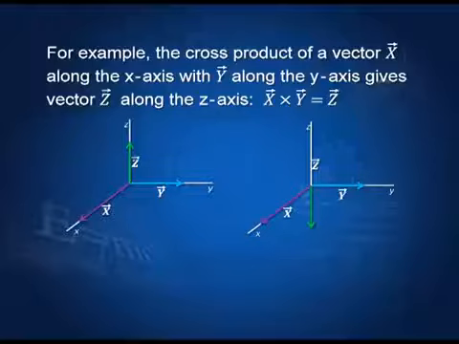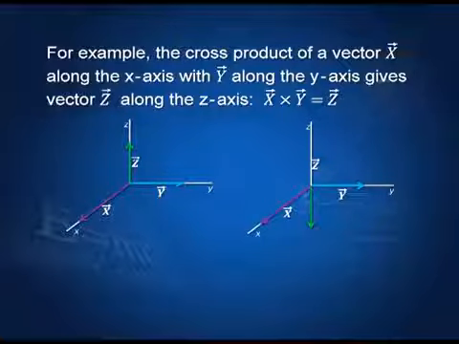When we rotate from A to B, the screw advances in the downward direction. Therefore, the vector product A cross B is equal to C, which is downwards. Now, for example, the cross product of vector x along the x axis with vector y along the y axis gives vector z along the z axis.